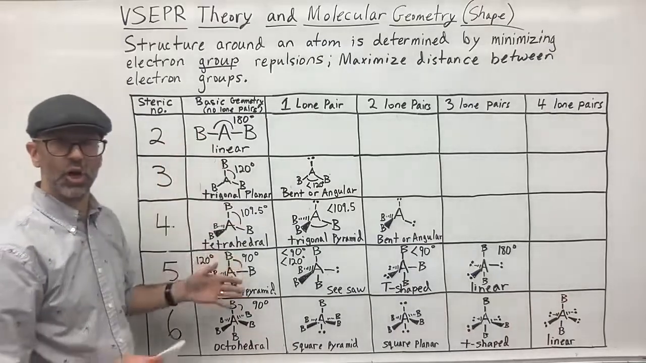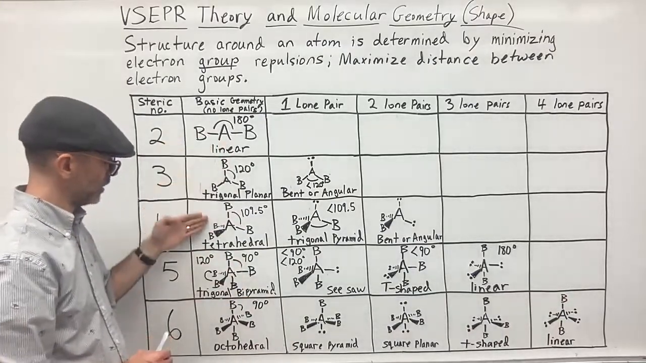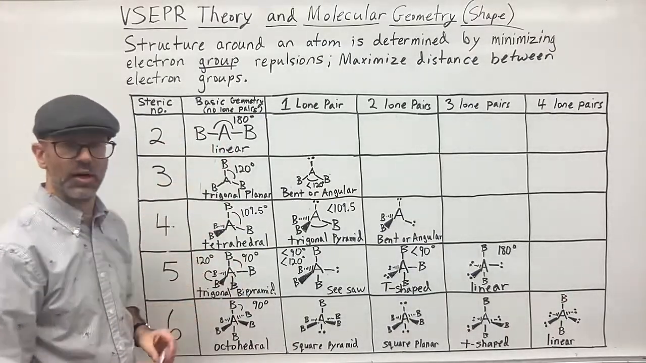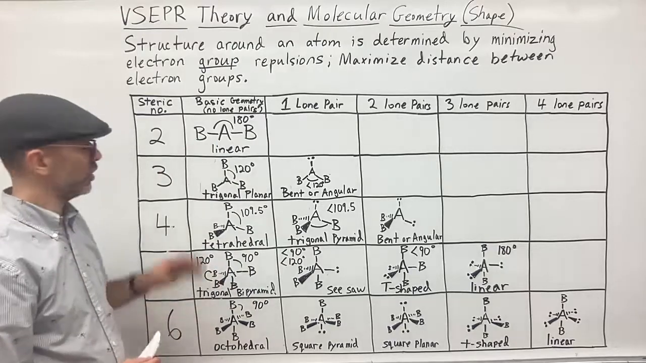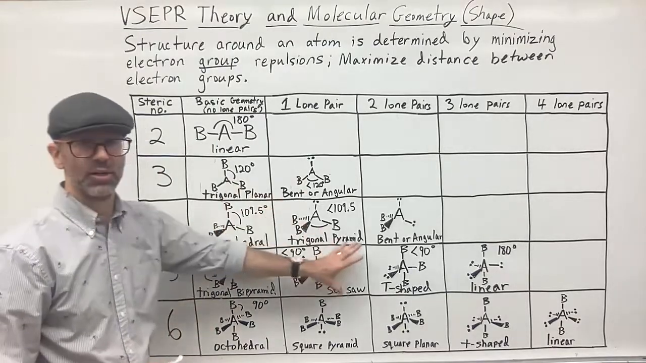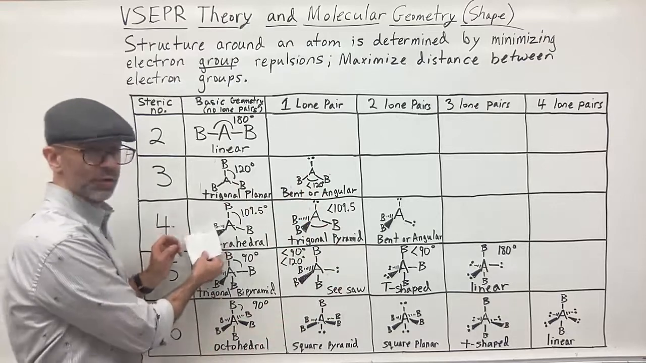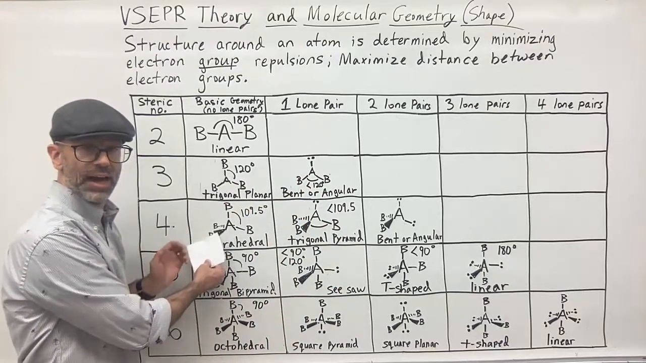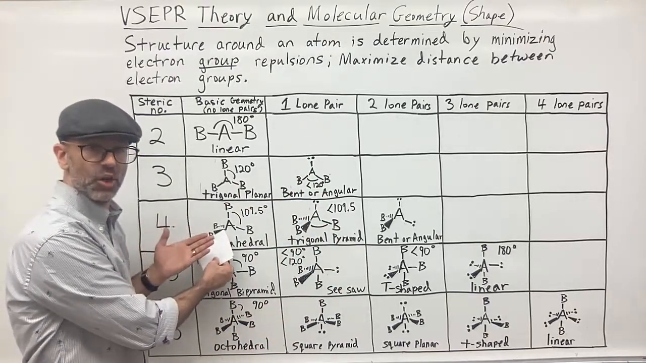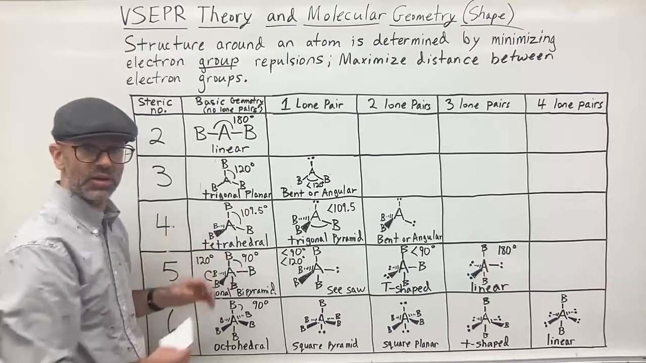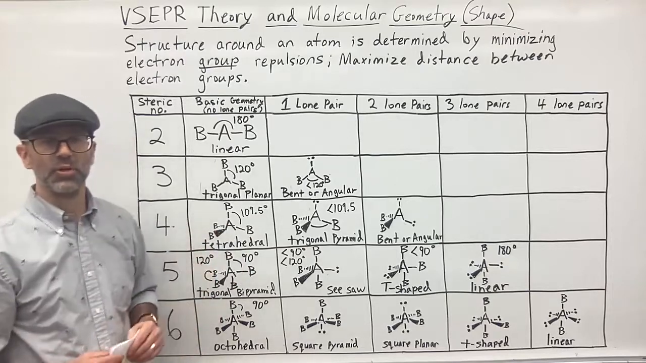So if you know the five basic shapes of your molecules, then you can figure out what the other shapes are going to be by covering up the atoms and thinking that they're lone pairs, and you can see the shape. So I hope this video was helpful.